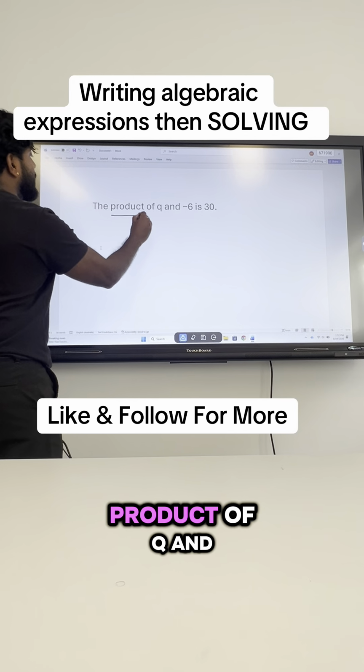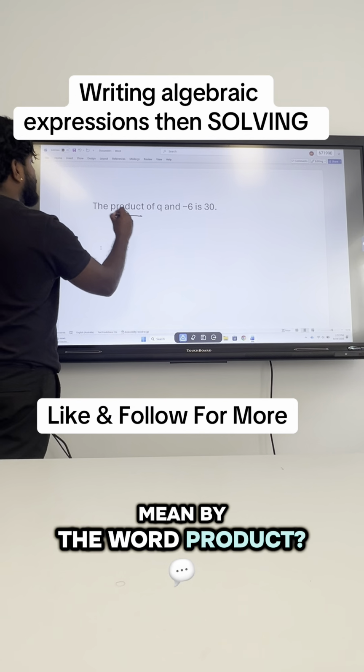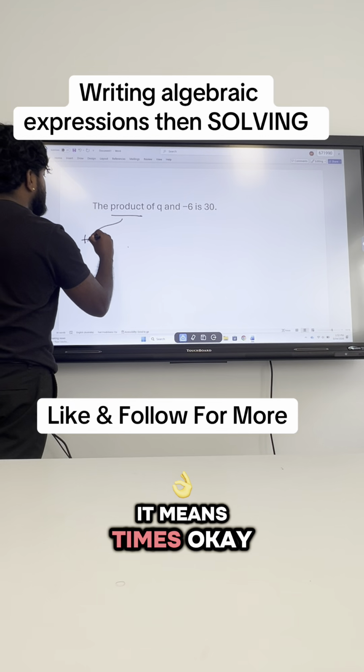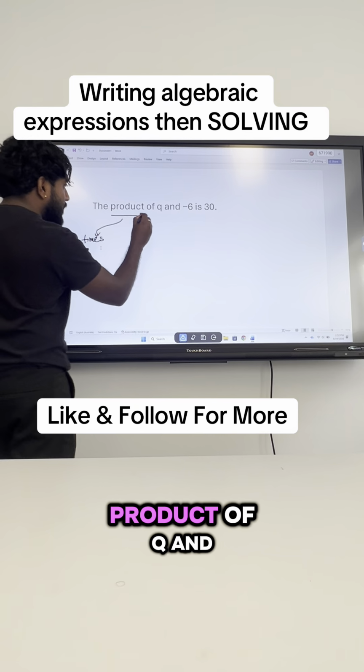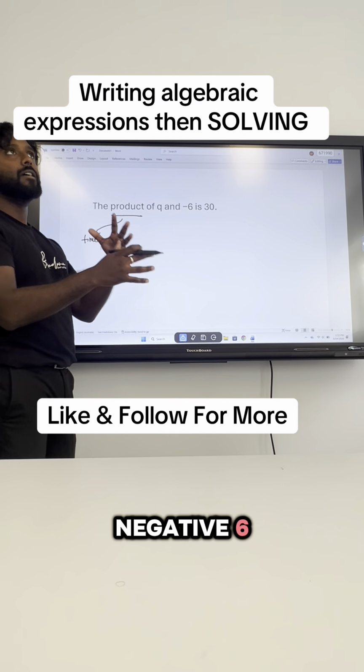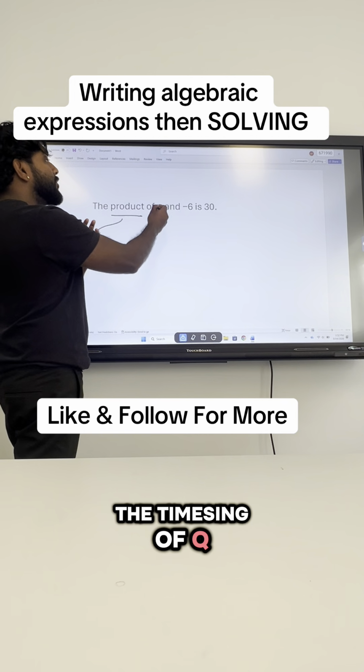So here, the product of q and -6 is 30. So what does it mean by the word product? It means times, okay? So multiplication. So let's have a go. The product of q and -6. What's that? Okay, the timesing of q and -6.